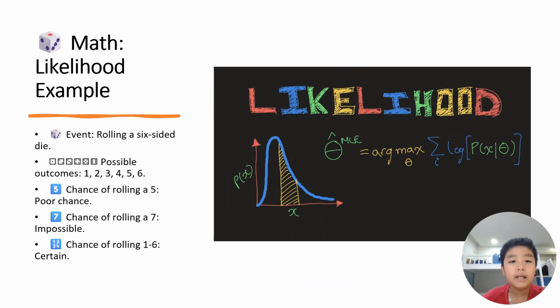Let's look at an example using a six-sided die. The event is rolling the die. The possible outcomes are the numbers 1, 2, 3, 4, 5, 6. The chance of rolling a 5 is a poor chance because there are 5 other numbers you could roll. The chance of rolling a 7 is impossible because a normal die cannot have a 7, and the chance of rolling any number between 1 and 6 is certain.